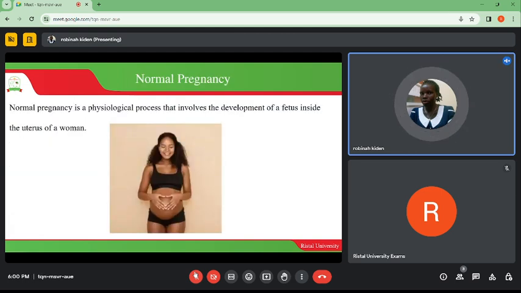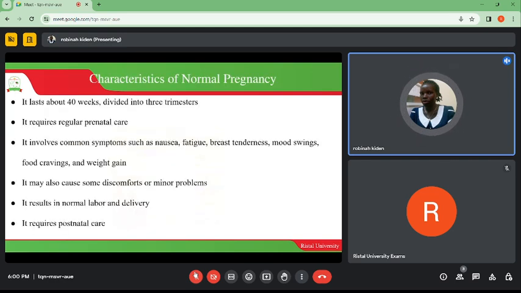So, right there, we have an image of the pregnant woman. Basically, when we talk about normal pregnancy, we refer to a physiological process that involves the development of the fetus inside the uterus of the woman. But there are certain characteristics that really stipulate that this is a normal pregnancy, and these characteristics are as follows.